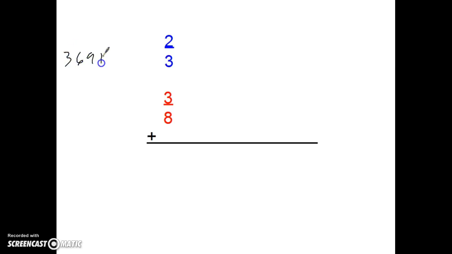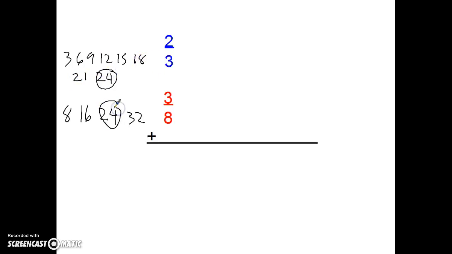3, 6, 9, 12, 15, 18, 8, 16, 24, 32. We're at 18 up here. 3, 6, 9, 12, 15, 18, 21, 24. There it is. 24. Back to 24ths again. You notice there are a lot of ways you could multiply to get 24. That's why we keep ending up with 24, because you got 4 times 6, 3 times 8, 2 times 12.